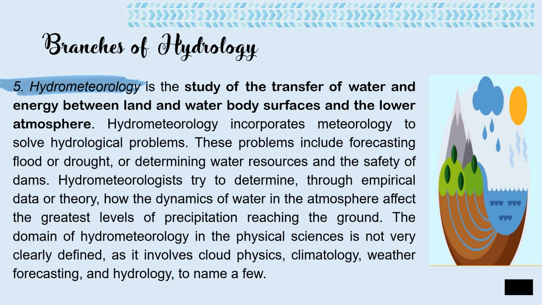Hydrometeorologists try to determine through empirical data or theory how the dynamics of water in the atmosphere affects the greatest levels of precipitation reaching the ground. The domain of hydrometeorology in physical sciences is not very clearly defined, as it involves cloud physics, climatology, weather forecasting, and hydrology, to name a few. So, hydrometeorology, sinasabi dito na very broad yung subject na to.